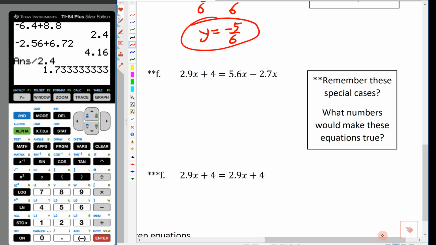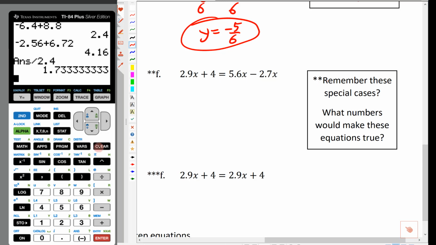All right, now let's take a look at F and F here. This one has a double star, so it corresponds to this box right here. And this one is very similar. You'll notice what's going on here. We've got 2.9x plus 4 and then 5.6x minus 2.7x. So this side is not simplified here. So we need to do 5.6x minus 2.7x.